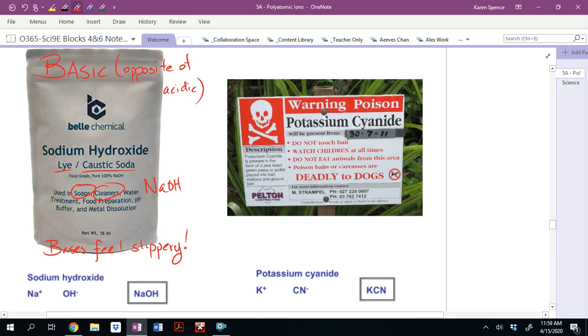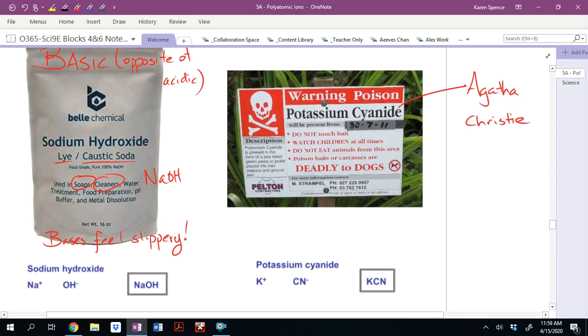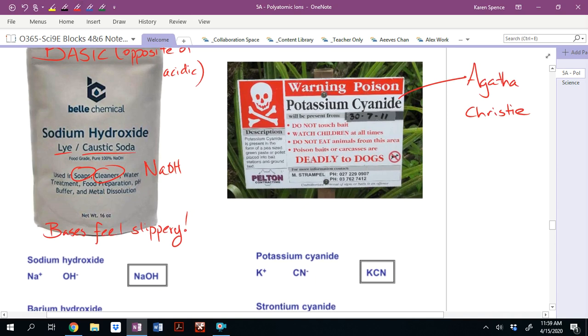Potassium cyanide, if anyone reads any Agatha Christie, she's a mystery writer who writes cozy British mysteries. She's sort of the grand dame of mysteries. She used cyanide in a lot of her poisonings.